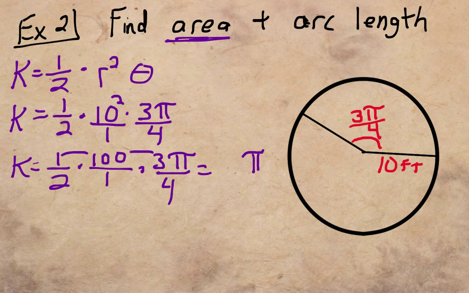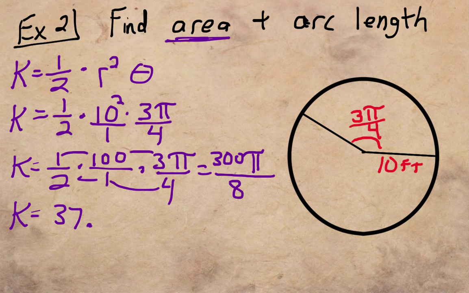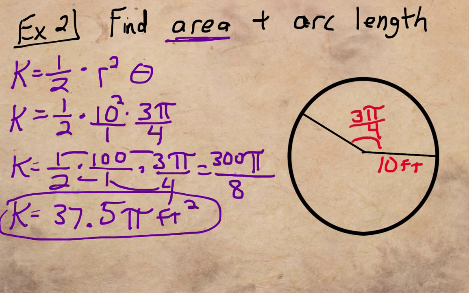Multiply the number straight across. That gives me 300 over 8. And you could literally just reduce the fraction, or 300 divided by 8, which is 37.5 pi feet squared. I just leave it in terms of pi. It's in radians. You don't have to multiply pi out.